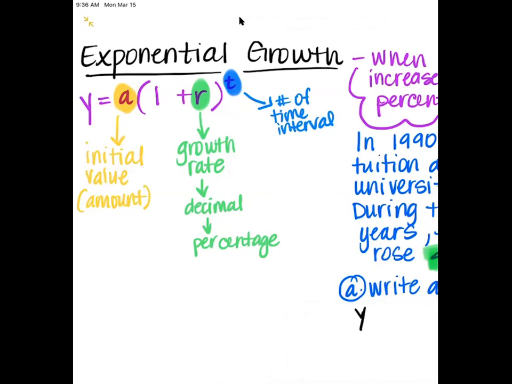So we have y equals A is 4,300, times 1 plus, and then the growth rate is 4%. We need to put it as a decimal. So that's going to be 0.04. All right, and we're going to do to the power of t. All right, so as you can tell, I've substituted my value for A and my value for R.